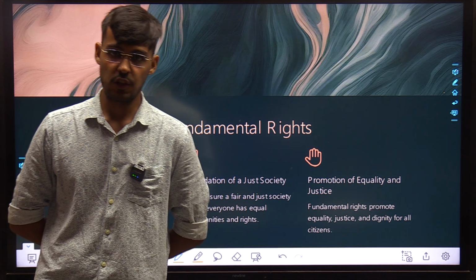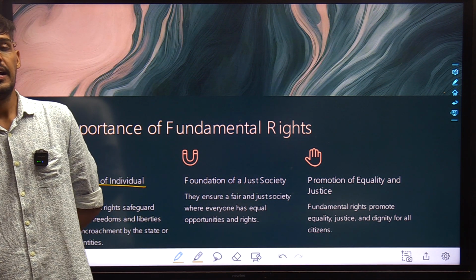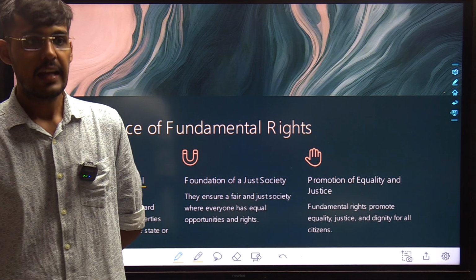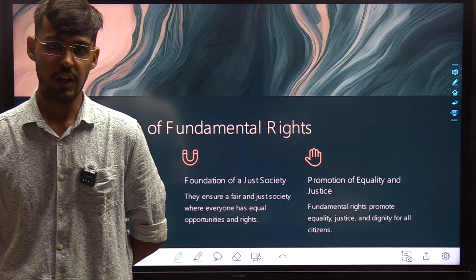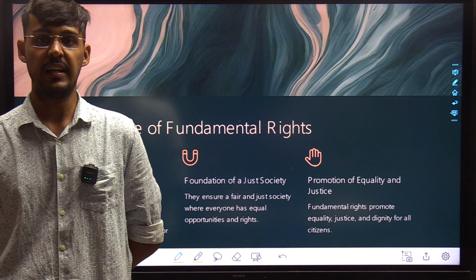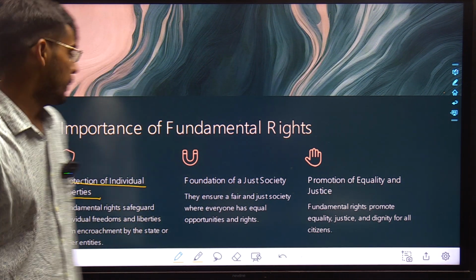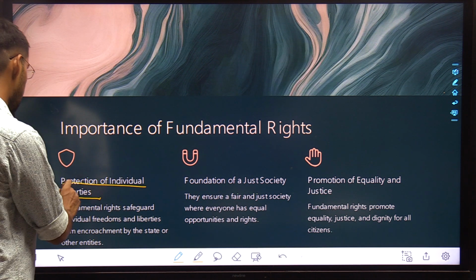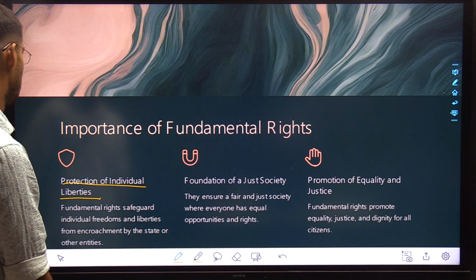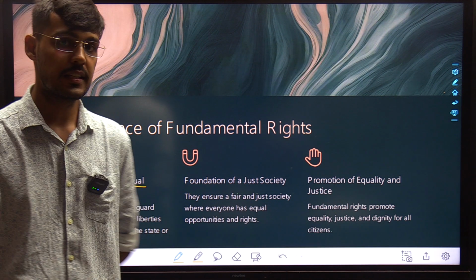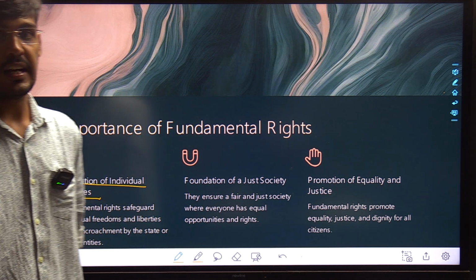If a human being is not granted liberty, is not granted freedom, is not granted equality, then that particular human being will not be able to utilize their potential to the full extent. So the fundamental rights ensure the protection of individual liberties. They protect the individual from encroachment of their rights by the state or any other individual.